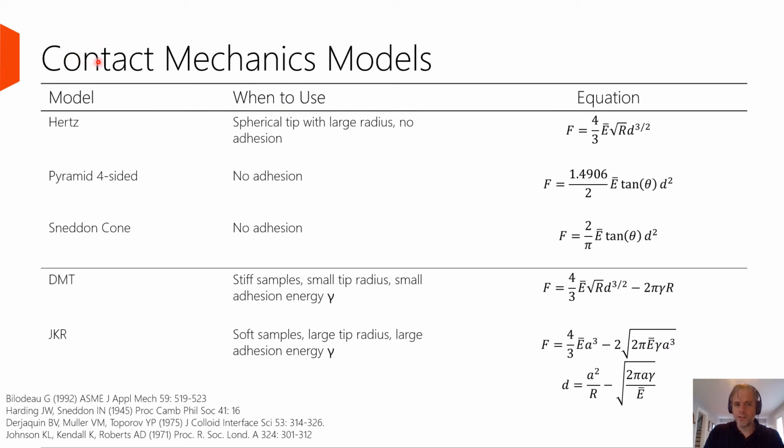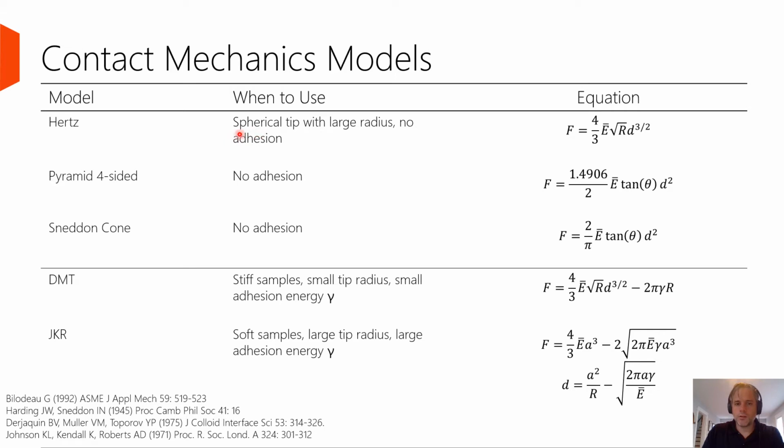So I mentioned that the slope in contact is related to the elasticity, and there are a number of contact mechanics models, and these are just five examples here. The first three are models in which there is no adhesion between the tip and the surface, and they describe three different types of probes. The first is the most famous or the most common model. It's called the Hertzian contact mechanics model.